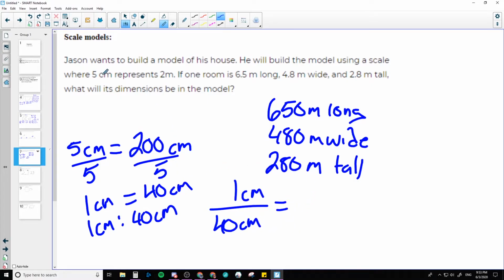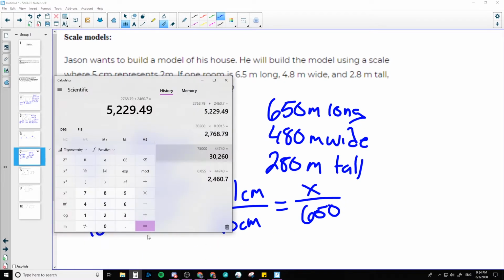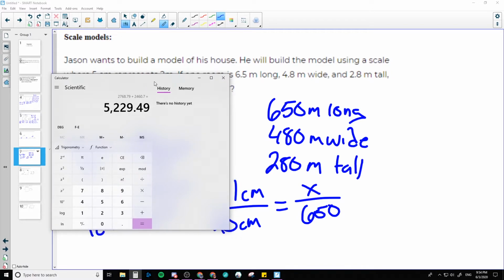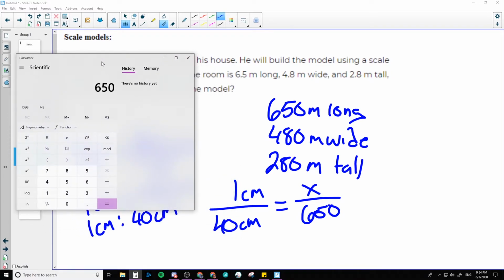Okay, we want to know what are these sides on the model. So X is going to be on the top here. And then we're going to place these on the bottom, each in their own turn. So let's start with 650, and we're going to cross multiply. So we get 650, and we times it by 1, which we don't have to do because that's just 650, and then we're going to divide that by 40. And it says, okay, so that room is going to be 16.25 centimeters long.